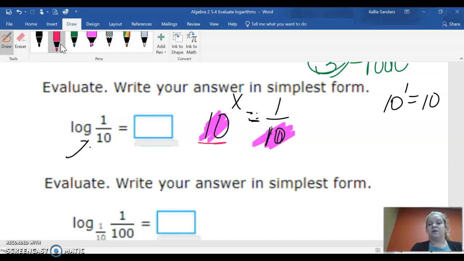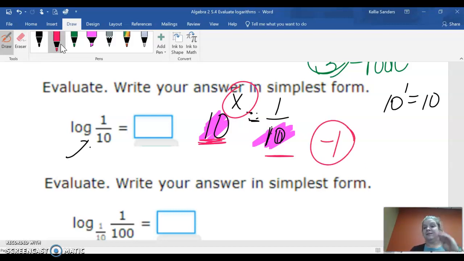If you have a base that is a whole number and you have an answer that turns out to be a fraction, something flipped it. And what flips it is your exponent being negative. So this would be a negative 1. It's negative because it flips, and it's 1 because 10 to the 1 is 10.